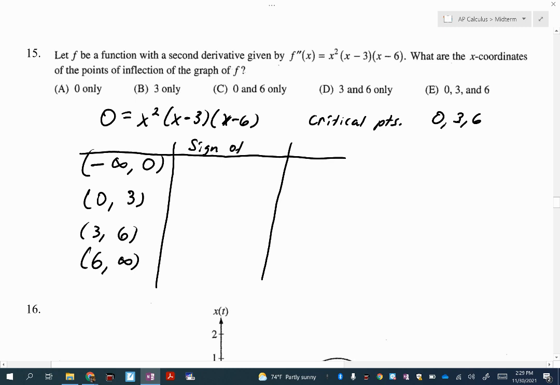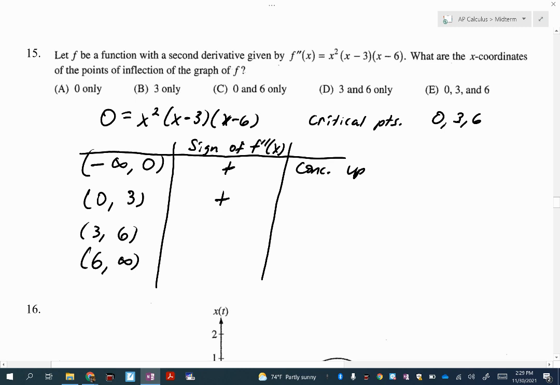So sign of the second derivative. All right, so I'm going to plug in negative 1. Negative 1 squared is positive. Then I have a negative and a negative. That's also positive, so that's going to be positive. So concave up. I'm going to plug in positive 1. So I get a negative, and that's another negative. But then that's a positive times another positive. So that's positive. Plug in 4.